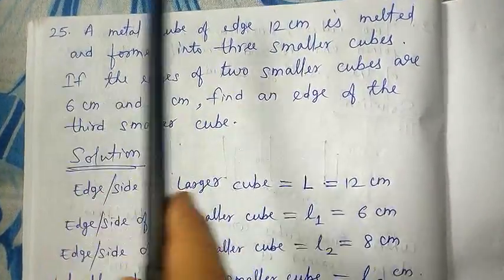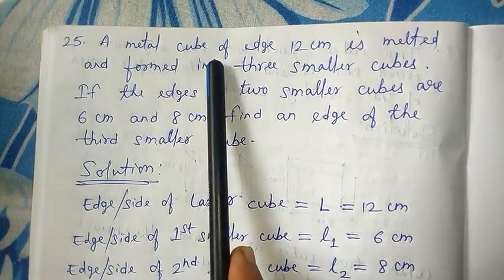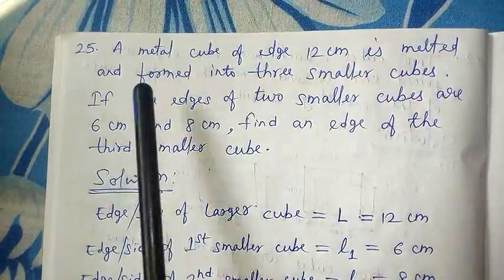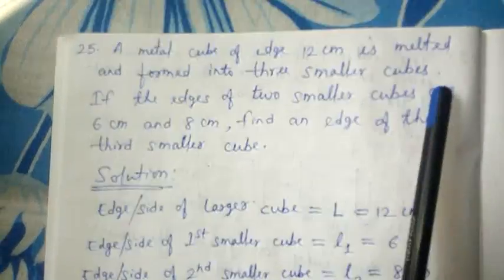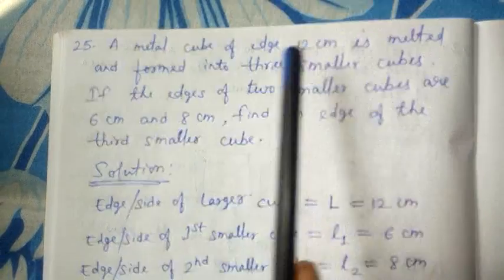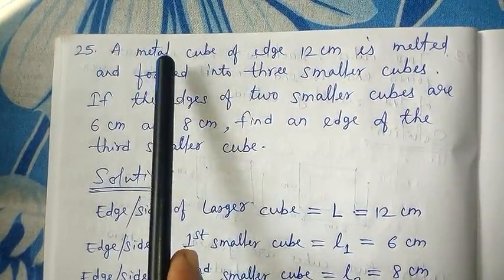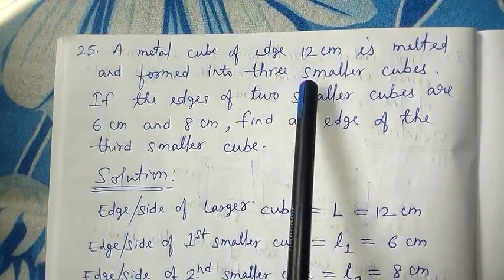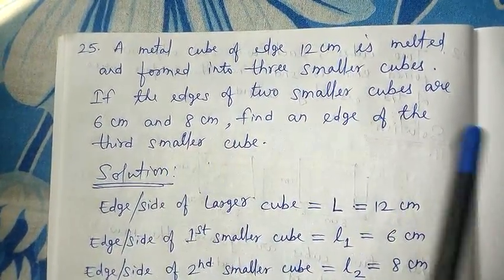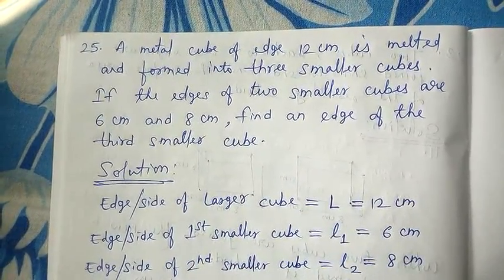Now question 25: a metal cube of edge, again a cube, and its edge is 12 centimeter, is melted and formed into 3 smaller cubes. So a very big cube, a larger cube, is melted and it is made into 3 smaller cubes. So one larger cube is melted and another 3 small cubes are made. So from a cube we are getting cubes only, but the larger one and the other 3 are smaller ones.